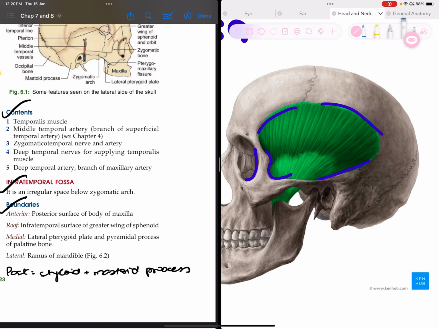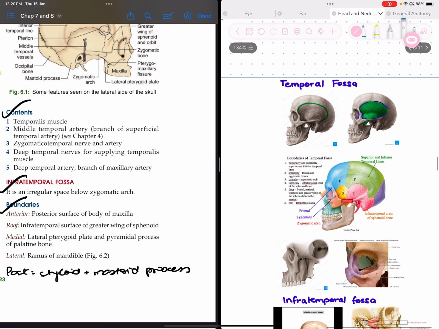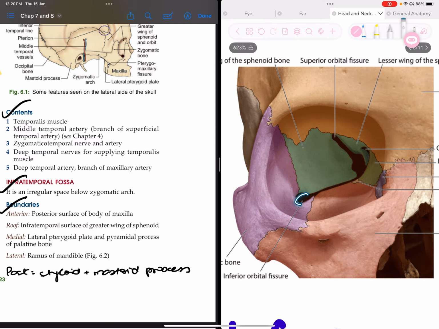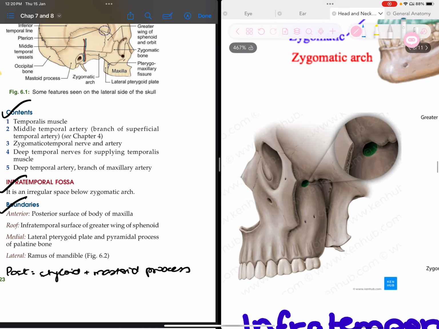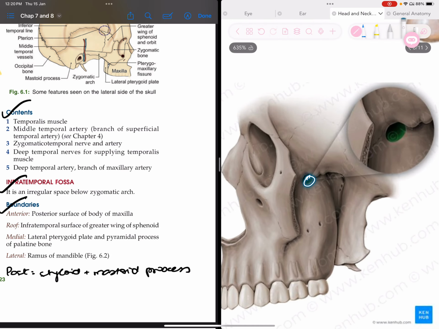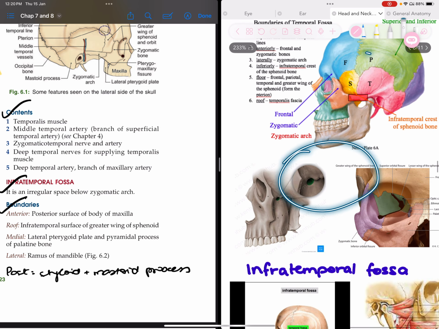So the temporal fossa, its primary communications are the orbit, via the inferior orbital fissure. Where is the inferior orbital fissure? Right here. You can see this is the inferior orbital fissure. So that's how it communicates. Over here, from the side, you'll be able to see it in much better fashion. This is the inferior orbital fissure and it opens in the orbit. So that's how your temporal fossa connects with the orbit.